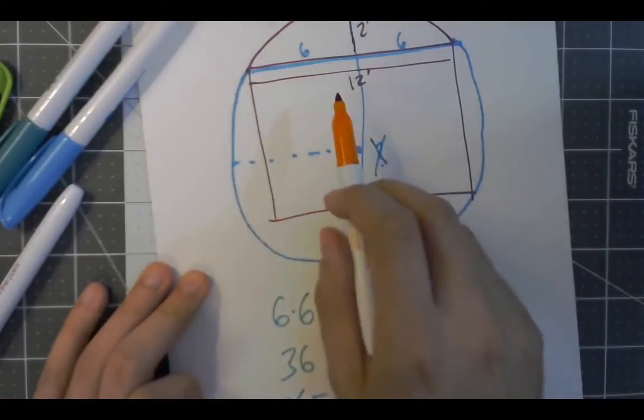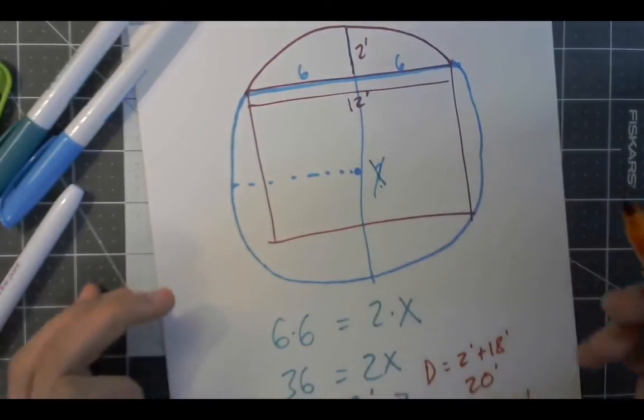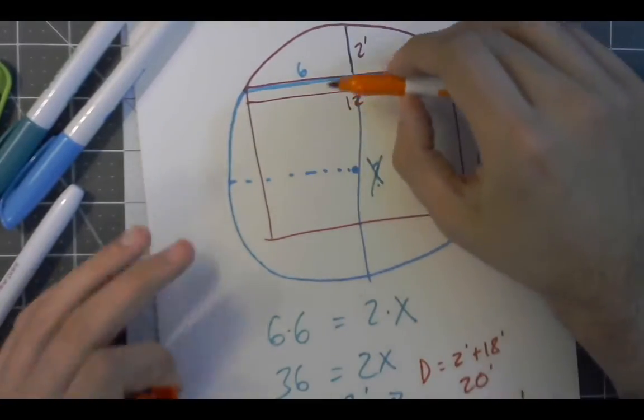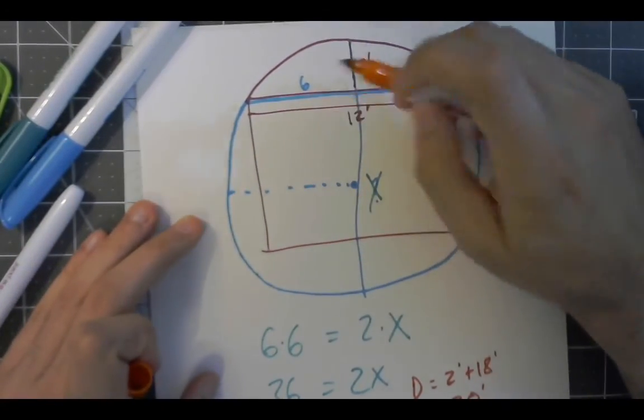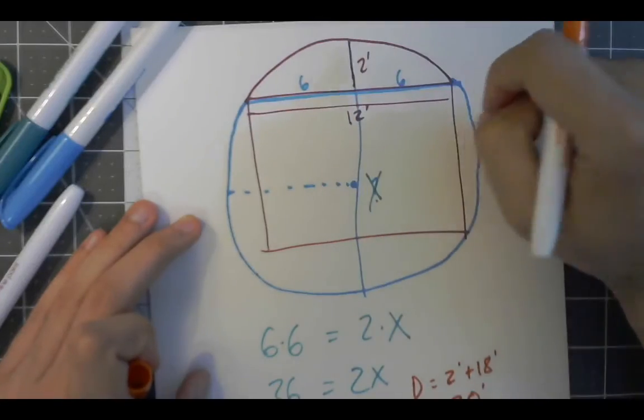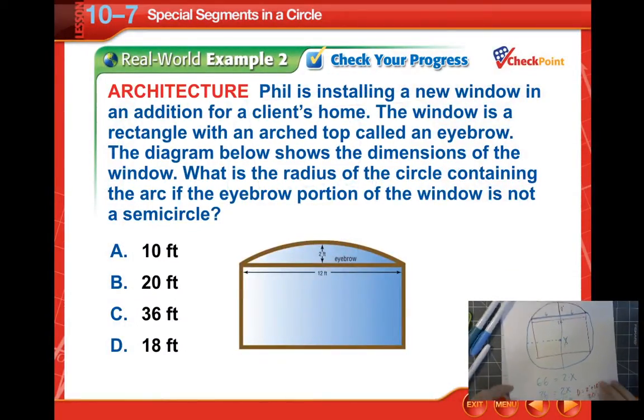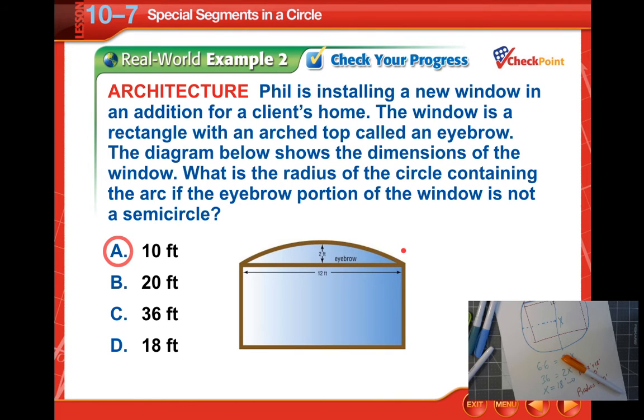So it's not exactly like this. It's a smaller circle. I just drew the arc a little bigger, but that's okay. It was mainly for me to visualize what's going on in my head and see everything. Hopefully you can see kind of what we were doing. Let's go back to the picture. We have 10 feet, 20 feet, 36 feet, and 18 feet. And the answer is 10 feet.